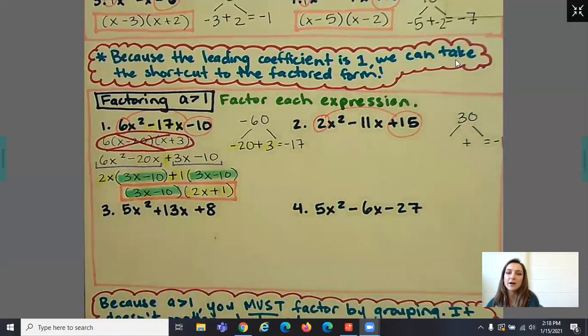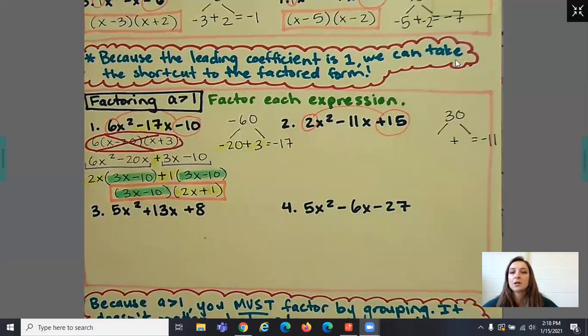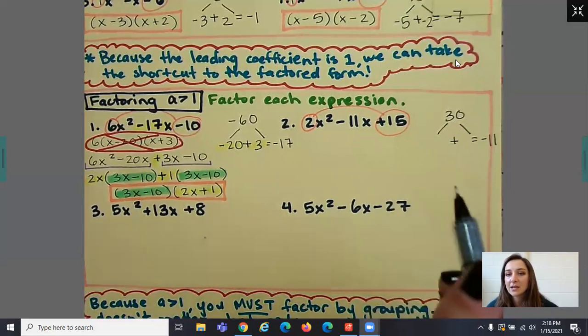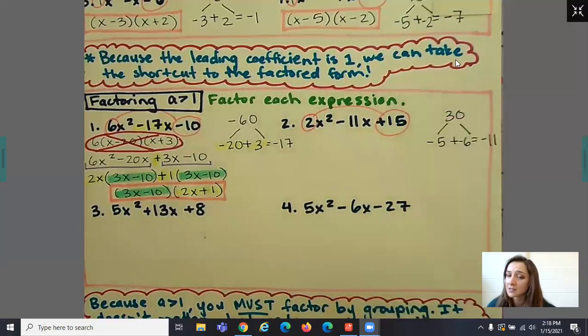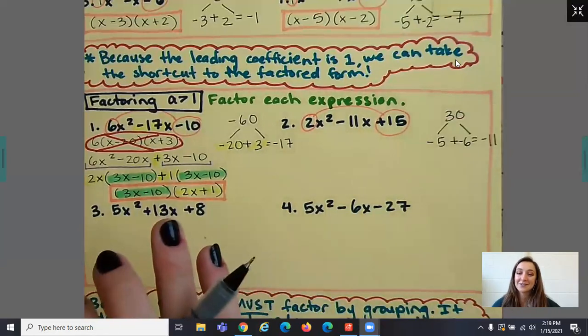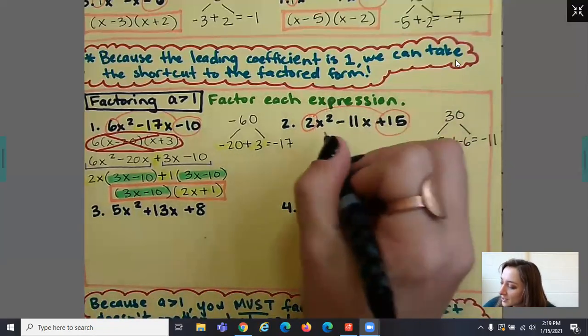Okay, so factors of 30 are 1 and 30, 2 and 15, 3 and 10, and 5 and 6. So we're going to be using 5 and 6 to get to -11. Since a negative times a negative is a positive, I can use -5 and -6. I'm going to write this here just so that you don't do it. Do not do this.